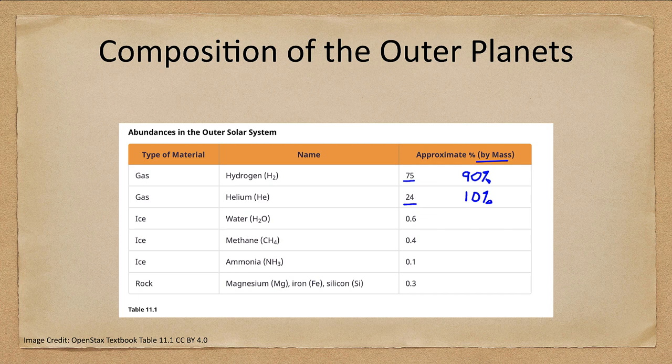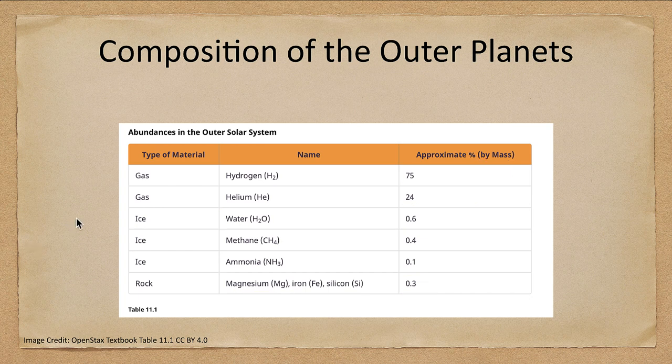We also again have traces of the ices, water, methane, and ammonia. And yes, there is a small amount of rock and metal, but it's a very small percentage. The only reason the percentage is so high when measured by mass is that they are much more massive, so they get weighted a lot higher.